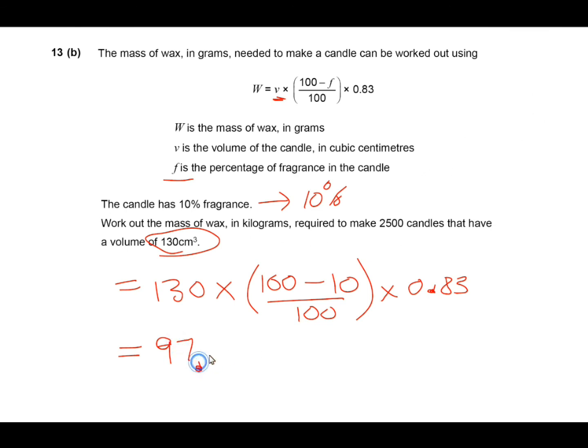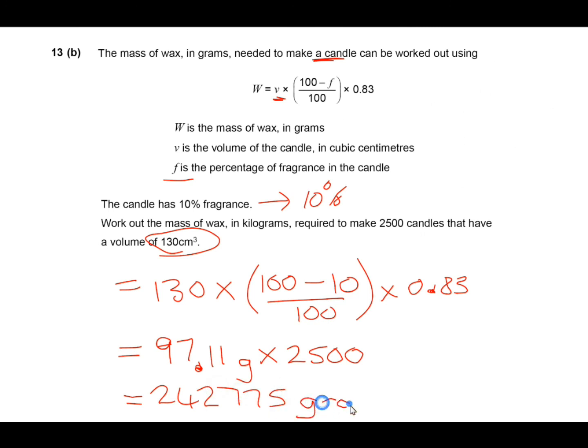97.11, and that's grams, and that's for one candle, because this is the amount of wax for one candle. So we need to multiply that by the 2,500 candles that we've got. So we end up with 242,775, and this is in grams, don't forget. We're still working in grams from this bit here.